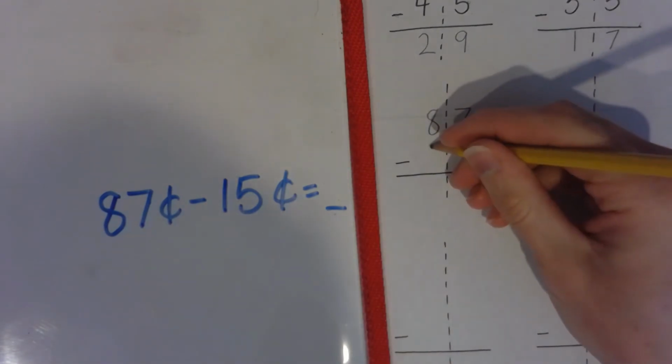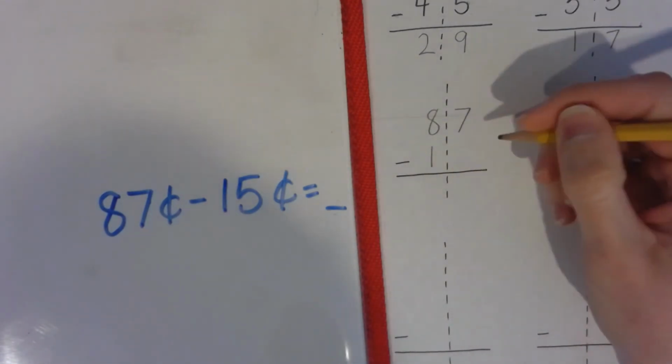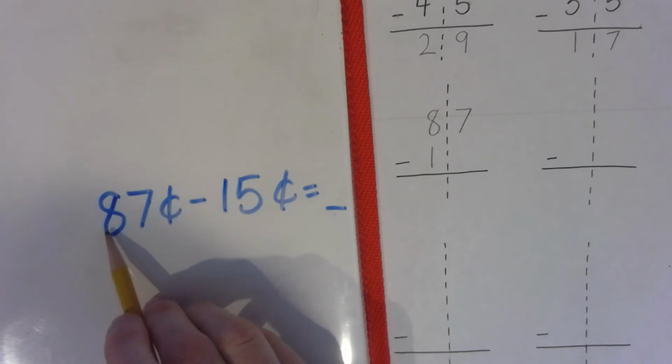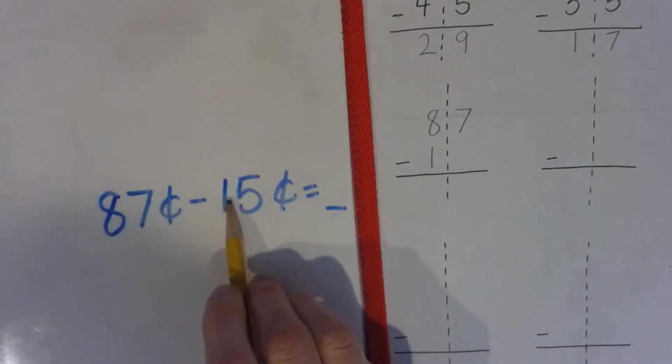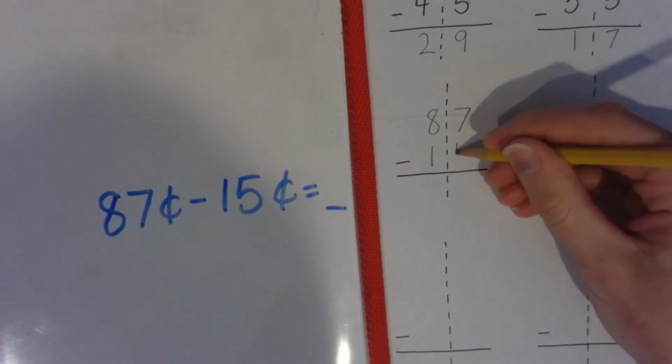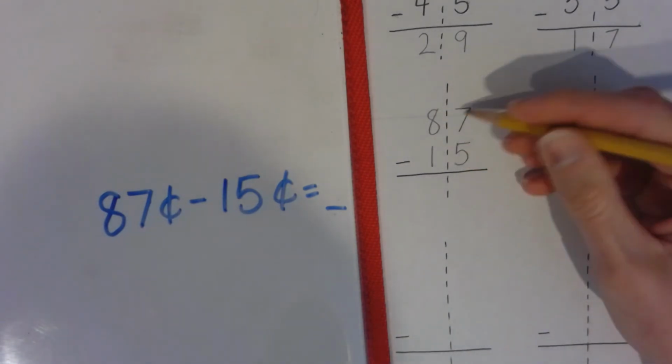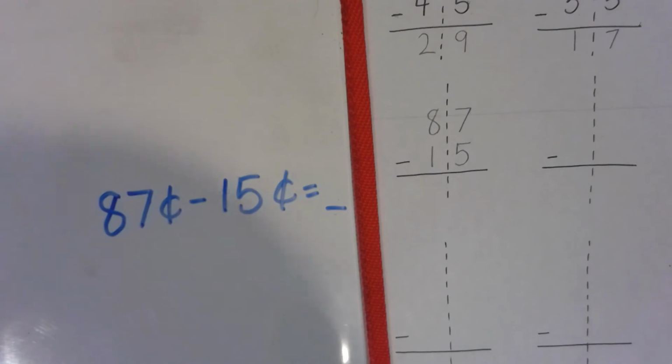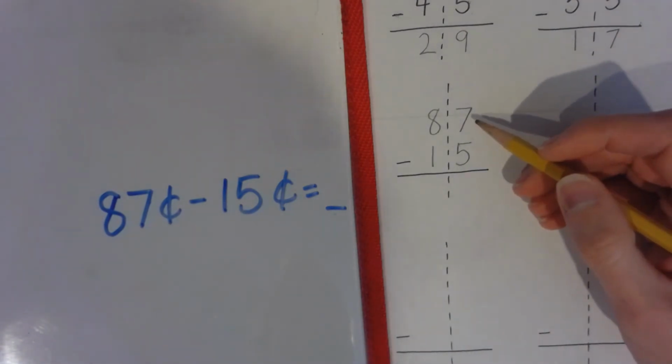1 dime, so the one dime goes underneath 8 dimes, because the 8 is the tens and the 1 is the tens. And then the 5 pennies will go underneath the 7 pennies. 87 minus 15. Good. Now we're ready to solve.